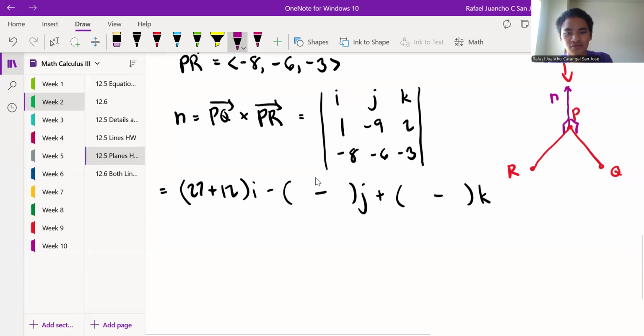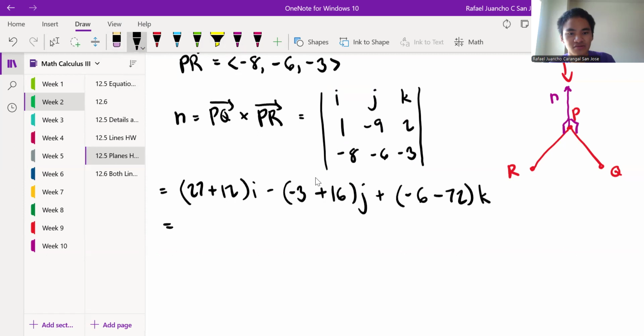And then now we go to the J. 1 times -3 is -3. -8 times 2 is -16, so minus -16. So it's +16. And then for K, 1 times -6, -6, 72, positive. And there you have it.